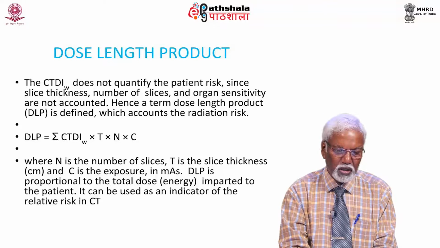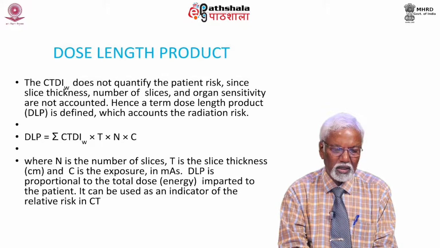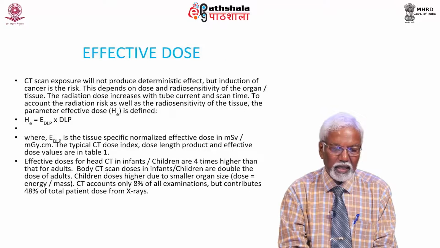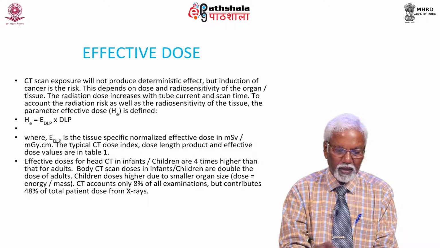DLP is proportional to the total dose imparted to the patient. It can be used as an indicator of the relative risk of the CT. CTDI does not quantify patient risk. That is the reason we use DLP, that is dose length product, since slice thickness, number of slices, and organ sensitivity are not accounted for in CTDI, which are accounted for in DLP.